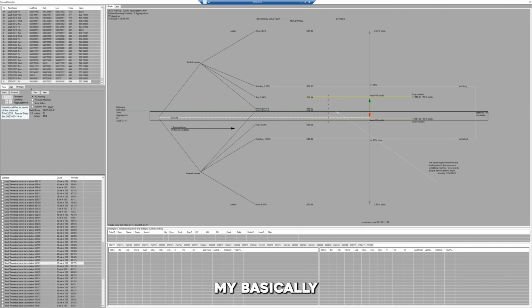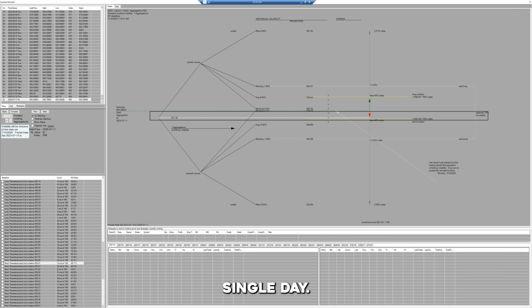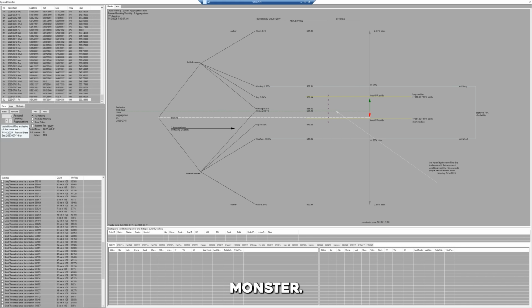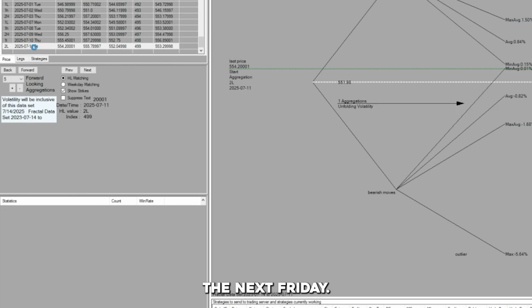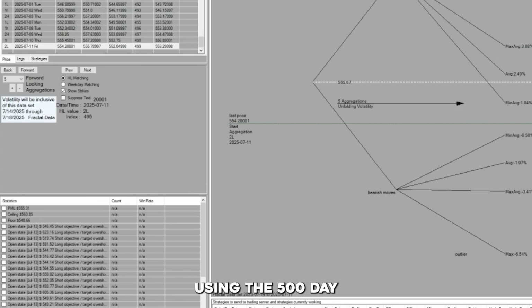And this is basically my favorite tool to use, the spread monster. I like to use it every single day. Next up, we should talk about the weekly spread monster. For the weekly spread monster, you get a forward looking aggregation. Since we're on the daily time frame, it asks how many days forward you want to look at. We have 5 trading days in a week, so I'm going to click on 5. From Friday, it will tell me the data until the next Friday. And here, same, it's using the 500 DTL because I did not change that.